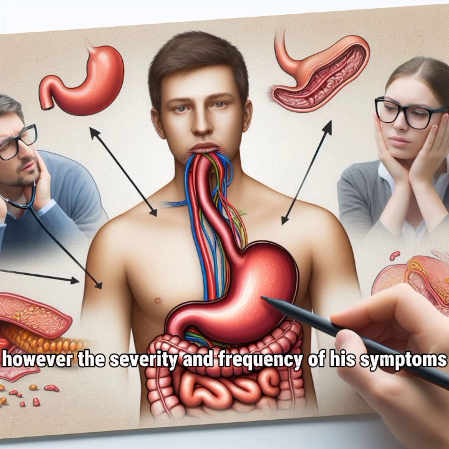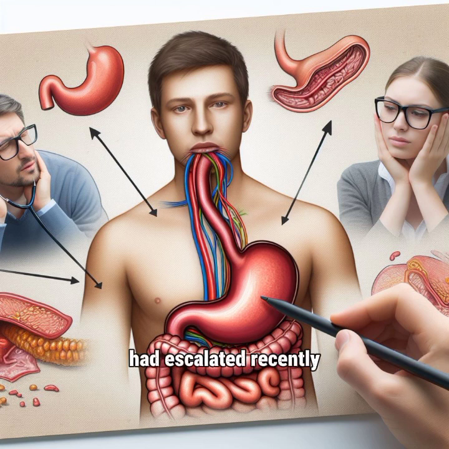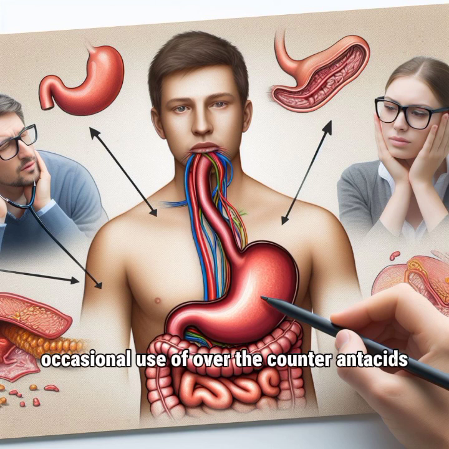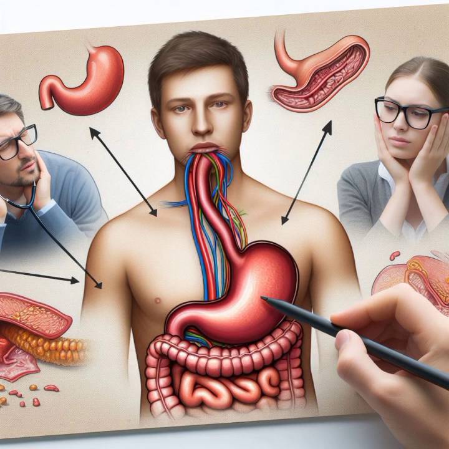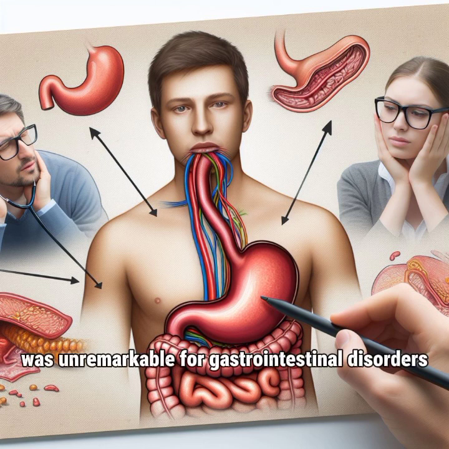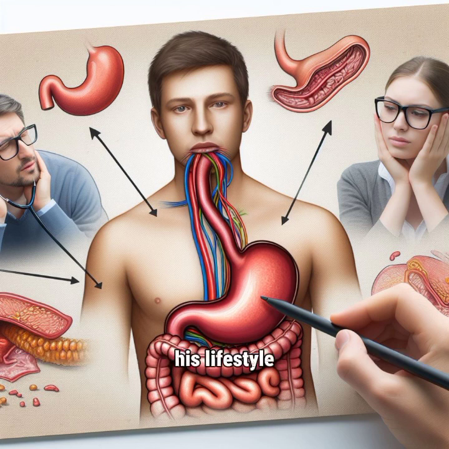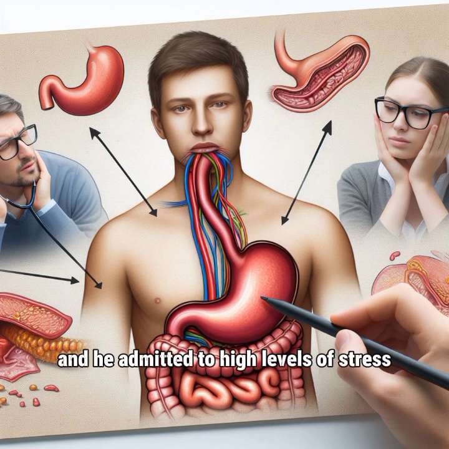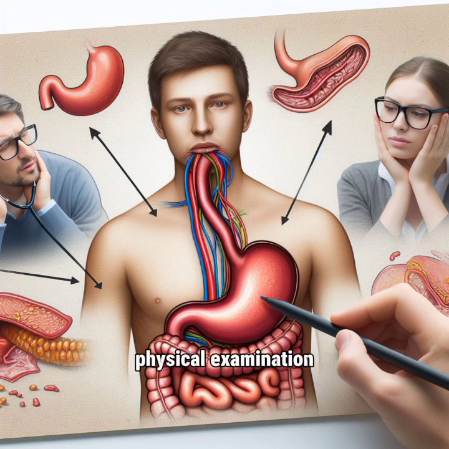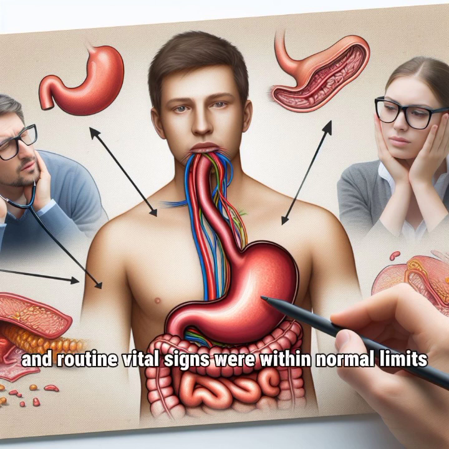However, the severity and frequency of his symptoms had escalated recently, leading him to believe that something more serious might be at play. His medical history included occasional use of over-the-counter antacids for symptom relief. He denied any significant weight loss, changes in appetite, or difficulty swallowing. Family history was unremarkable for gastrointestinal disorders. His lifestyle involved a demanding job with irregular working hours, and he admitted to high levels of stress. Physical examination revealed mild epigastric tenderness, and routine vital signs were within normal limits.